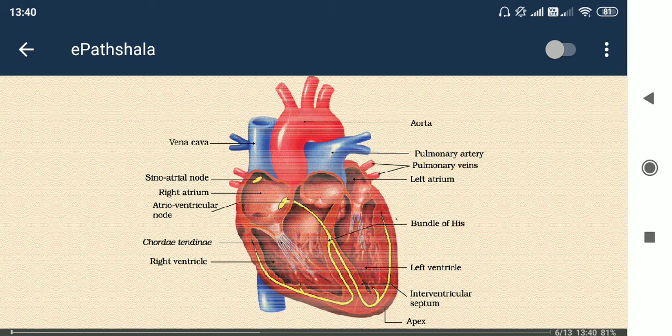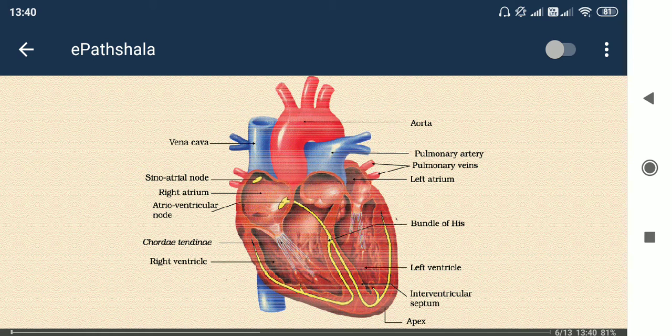So today's topic is the human circulatory system from NCERT Biology Class 12. You can see the structure of the heart. We know that the heart is composed of four parts mainly: atrium and ventricle, two atria and two ventricles. On the left side, the left atrium and left ventricle; on the right side, the right atrium and right ventricle.